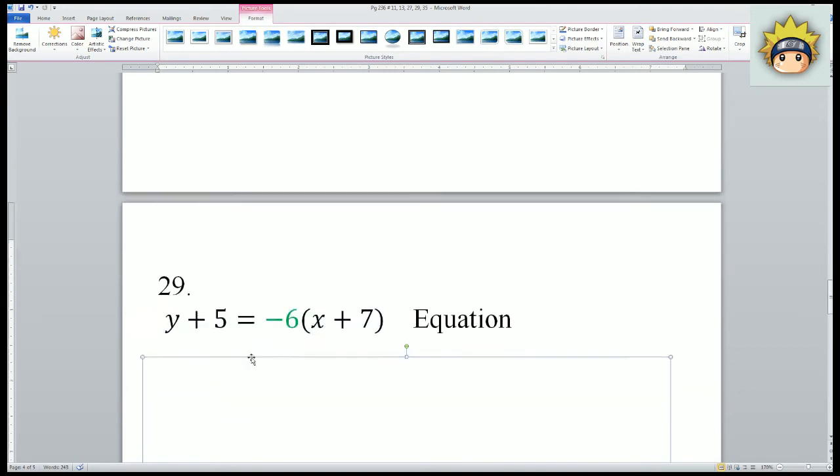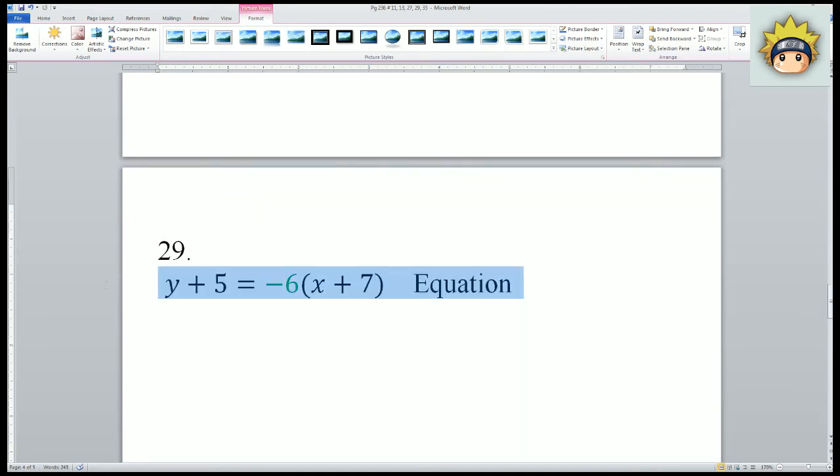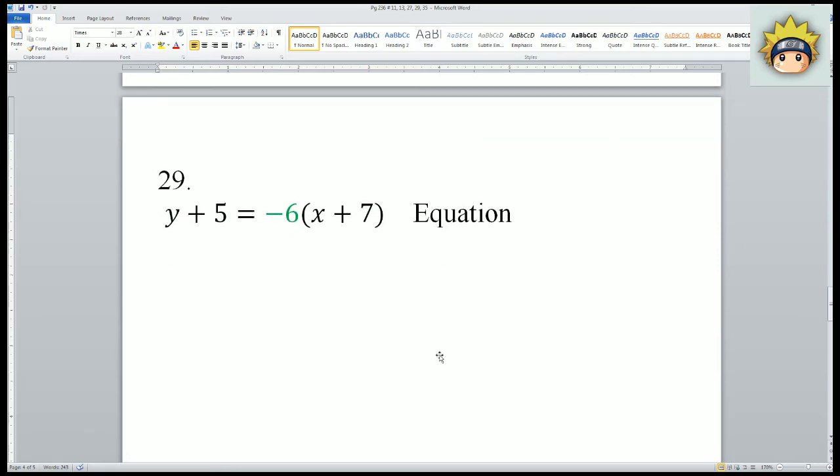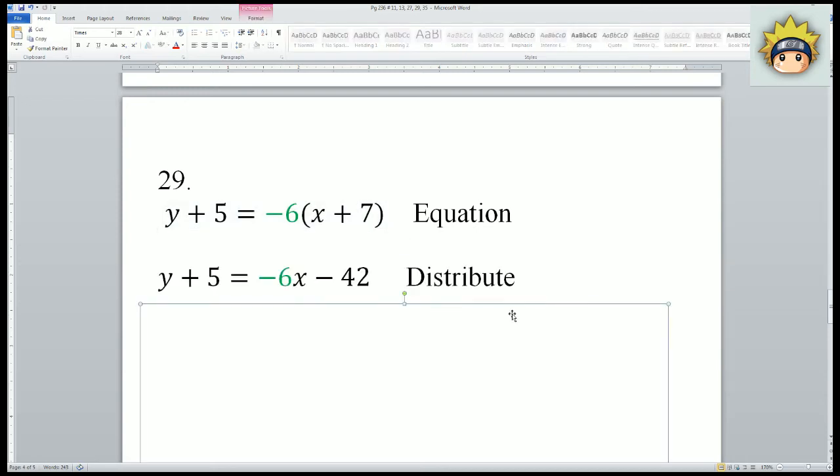I want it in slope-intercept form. I am given it in point slope form. So here's my equation. Y plus 5 equals negative 6 parentheses x plus 7. I see this is in point slope form. I have to get rid of the parentheses by distributing the negative 6 to each term on the inside of the parentheses. Negative 6 times x is negative 6x. Negative 6 times 7 is negative 42.